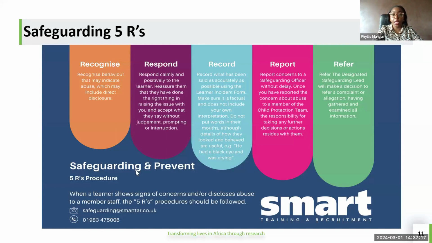Then the last step is to refer, and here the safeguarding lead, it could be the manager or a supervisor or a director in your organization, can decide to refer the complaint. Remember, we said some safeguarding issues are also legal issues. So you might be required to report to the police or any other authority as per the law.